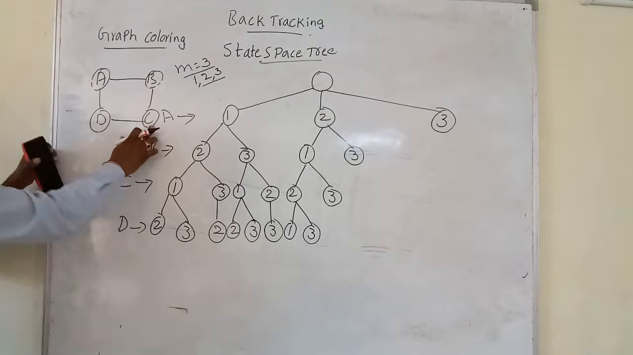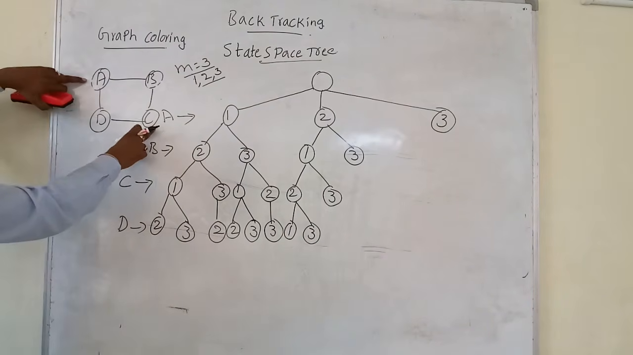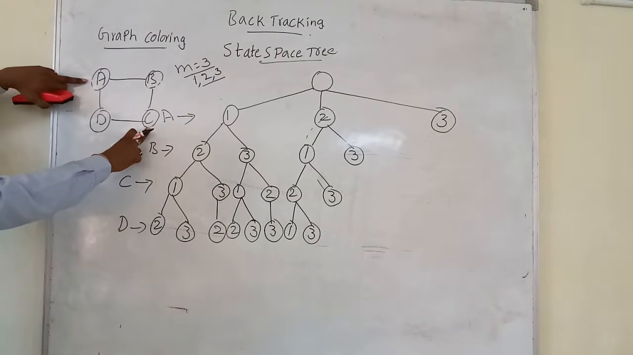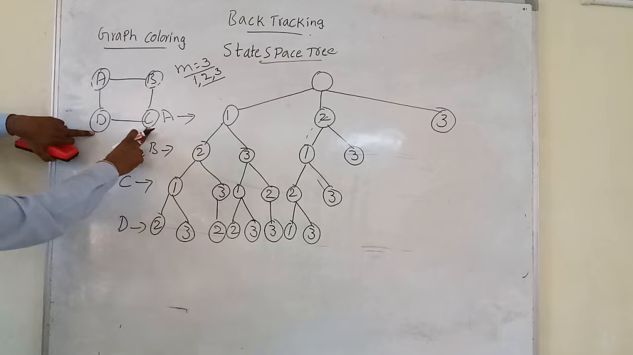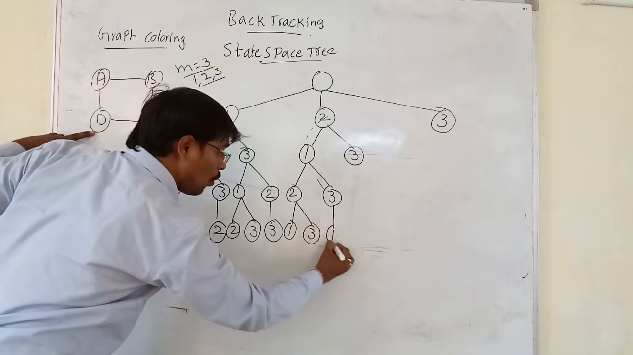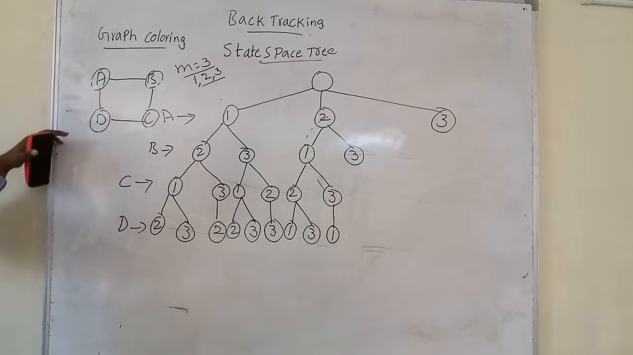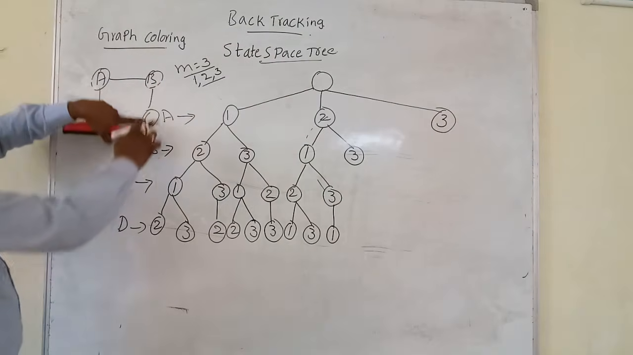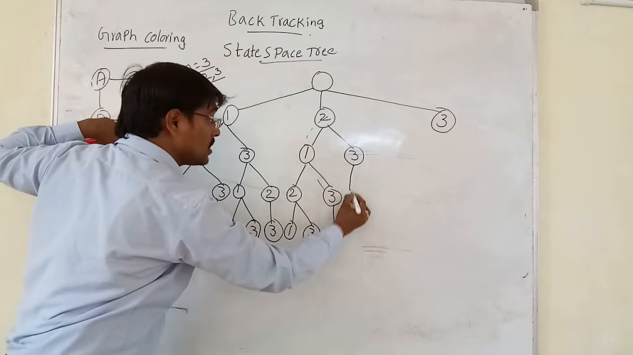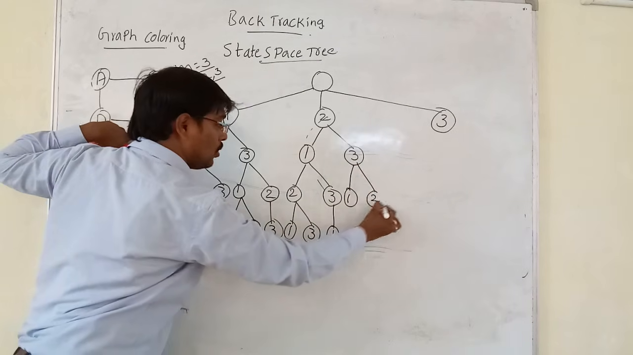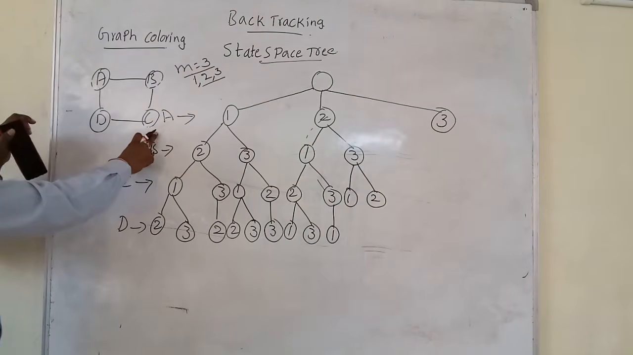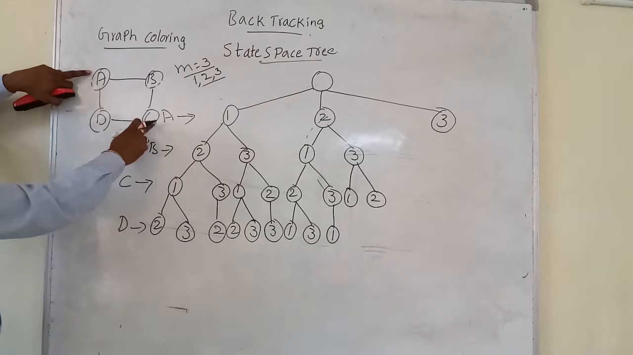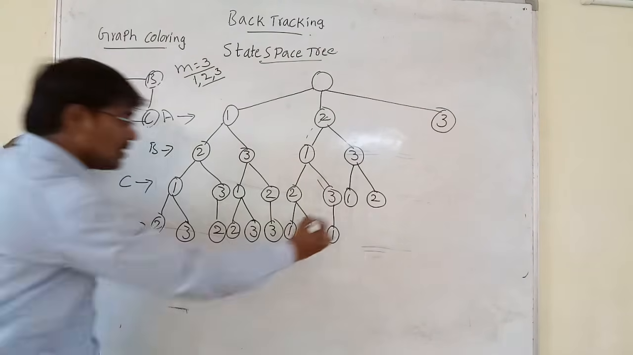For example, C is colored with 3, A is colored with 2, consider this part. C is colored with 3, A is colored with 2. So the only remaining combination is 1. Now go to this one. So A is colored with 2, B is colored with 3. So C has two possible cases, either 1 or 2. For example, C is colored with 1, A is 2. So for D, this is 2, this is 1. Only remaining case is 3.